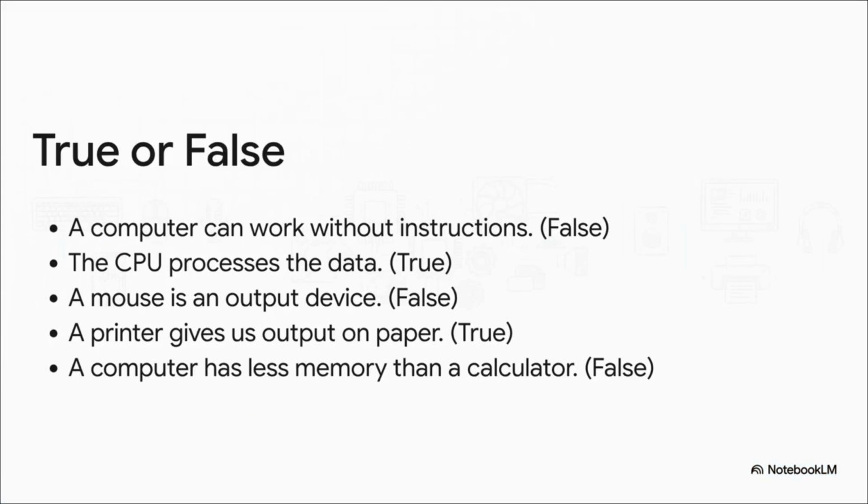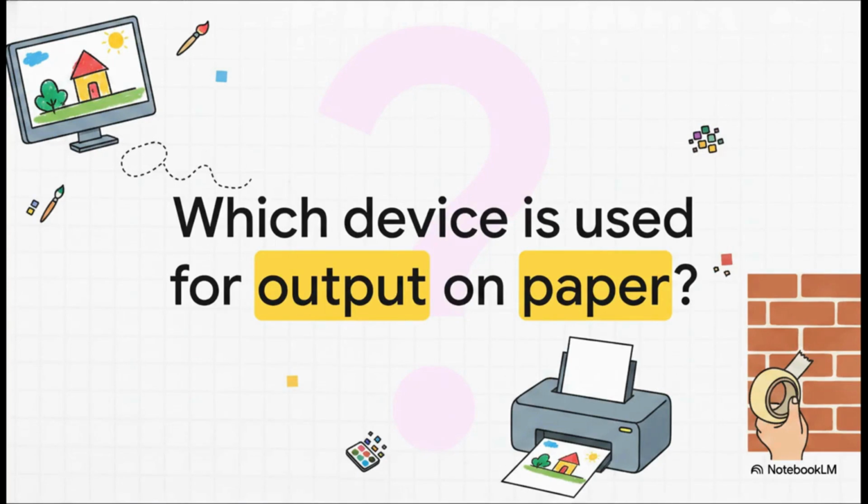Let's keep this energy up with some true or false. A computer can work without instructions? False. It totally needs our commands. The CPU processes the data. True. Absolutely. A mouse is an output device. False. Strictly input. A printer gives us output on paper? True. And a computer has less memory than a calculator? Definitely false.